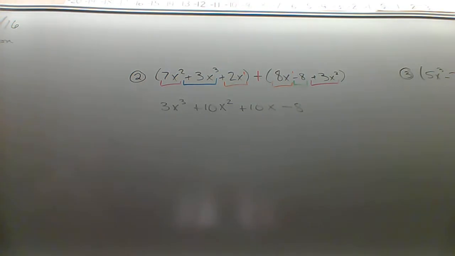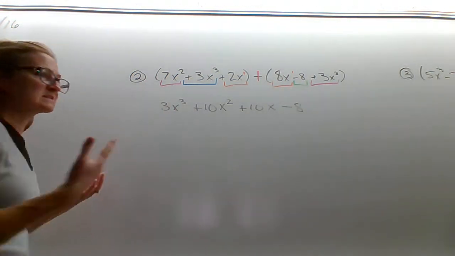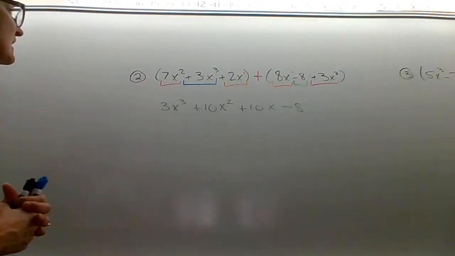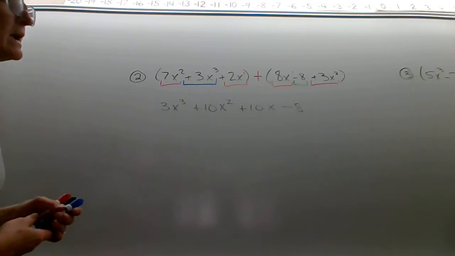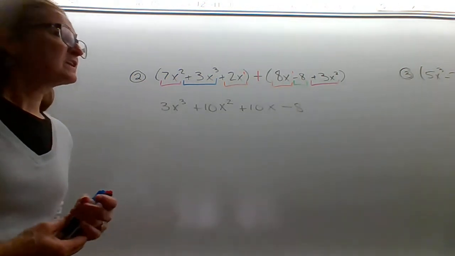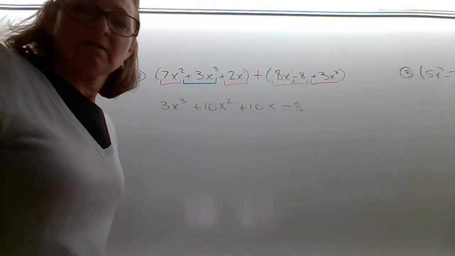Sometimes you'll find you have a term in the middle of your polynomial that doesn't have a partner. It doesn't have a like term, so you just write it in there. All right, I'm going to let you do number 2, 3, and 4 on your own, and you can pause this until you're finished, and then check back when you're done.